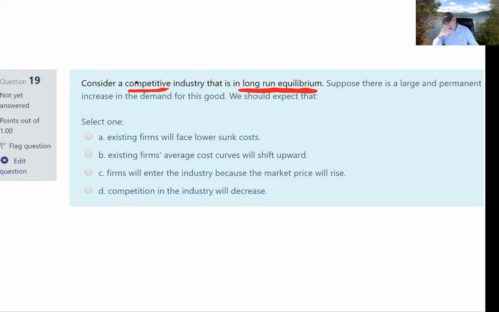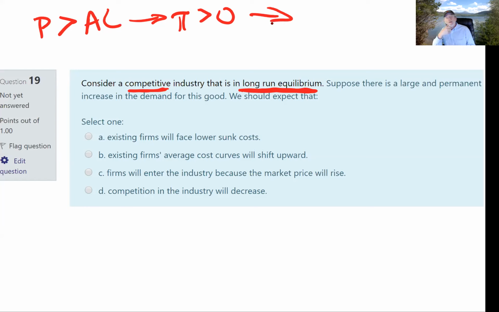And as a result, in a competitive industry, anytime the price is above average cost, what does that tell you firms are earning? They're earning positive profits. And what does positive profit mean? It means that firms in this industry are doing better than they could do elsewhere. They're doing better than firms in other industries. So anytime you have positive economic profits being earned in a competitive industry, that's going to lead to what? It's going to lead to entry.